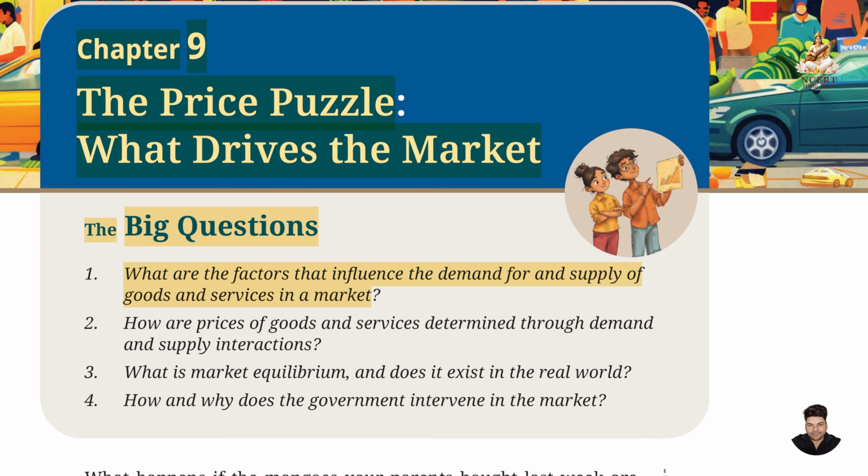So friends, we have completed question answers of chapter 9, the price puzzle, what drives the market. We have already studied notes and summary of this chapter. You can find the link in the description and on the screen. And with this, we have completed question answers of all the chapters of grade 9 subject Social Science part 1.